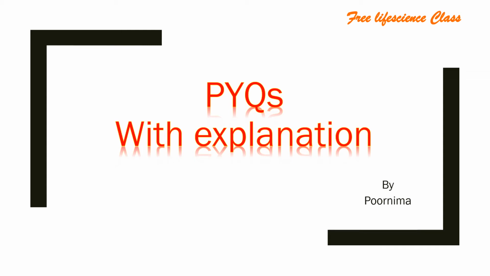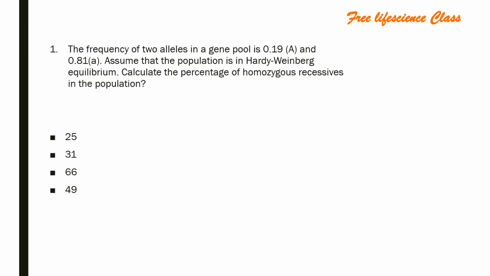Today we are going to discuss some previous year question papers related to Hardy-Weinberg equilibrium, and the answers are with explanations. So let's move into the question. Our first question is: the frequency of two alleles in a gene pool is 0.19 and 0.81. Assume that the population is in Hardy-Weinberg equilibrium. Calculate the percentage of homozygous recessive in a population.